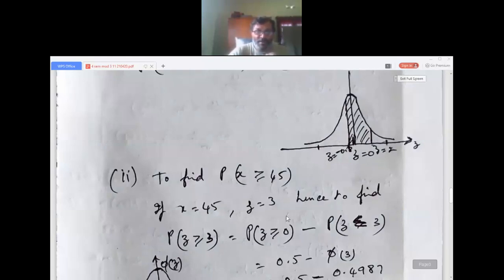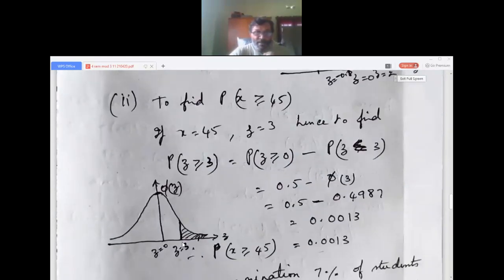So P of x greater than or equal to 45 is same as P of z greater than or equal to 3. I just explained here, you need not draw in the exam, directly you can do. P of z greater than or equal to 3 means z equals 3 approximately here. This is z equals 0. The curve is symmetric. So the shaded portion we have to find. First we calculate the complete area on one side of the curve, that is P of z greater than or equal to 0, minus P from z equals 0 to z equals 3.